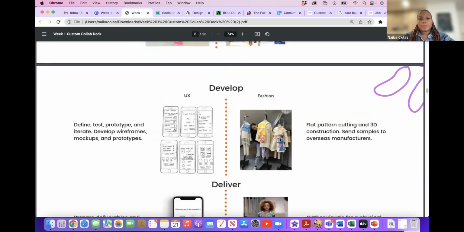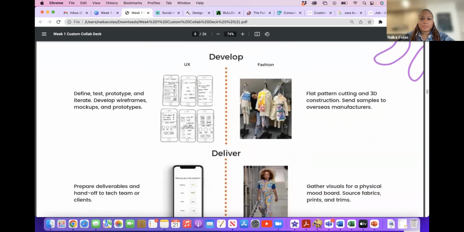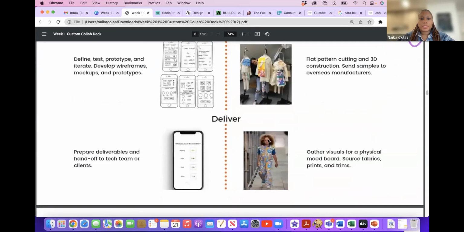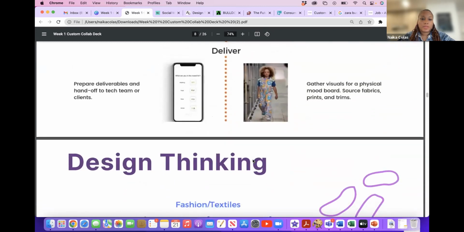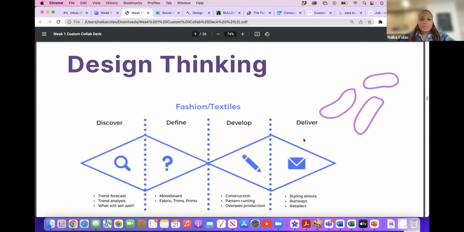You're developing, I place these here just so you can see, flat pattern cutting, 3D constructions. You're sending samples to manufacturers. This says overseas, I would say, as a sustainable fashion designer, to keep it domestic. In New York, and you already have access to that at Custom Collab. So you're great. And then delivering would be, instead of preparing deliverables to hand off to a tech team, that would be your UX designers, here you're gathering visuals for a physical mood board, sourcing fabrics, and then you're actually getting pieces and sending them out to your consumer. Okay, this is what I was looking for here.